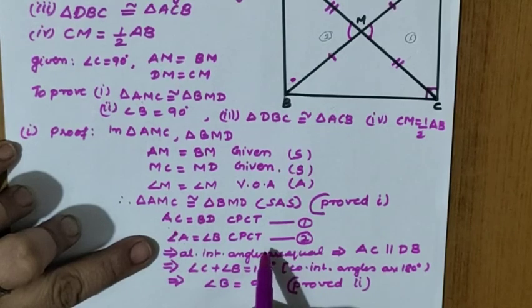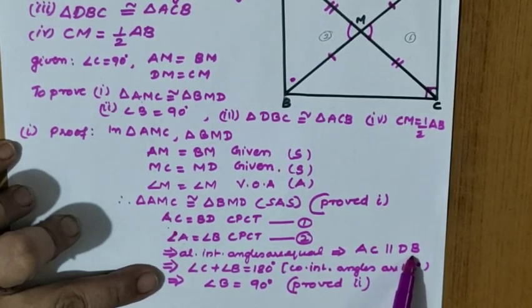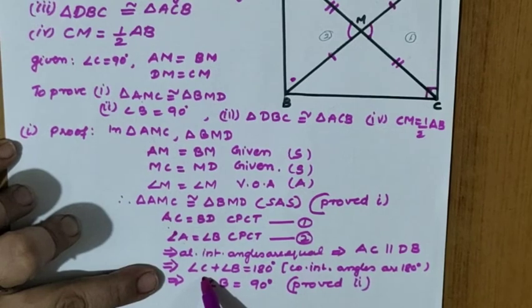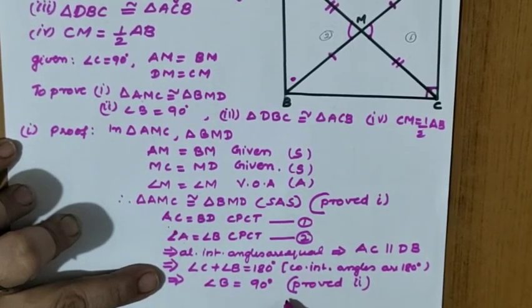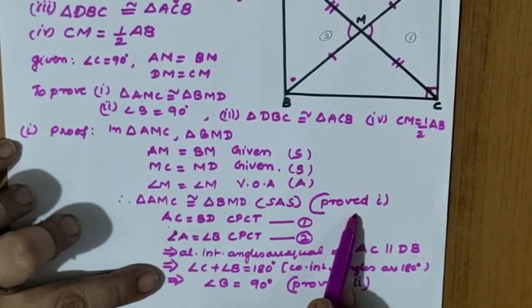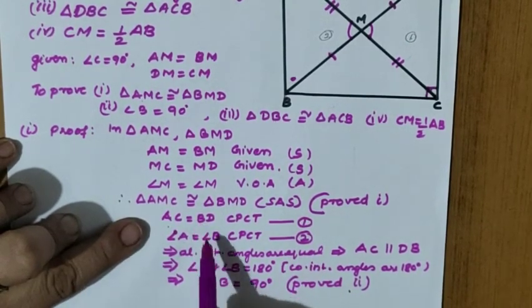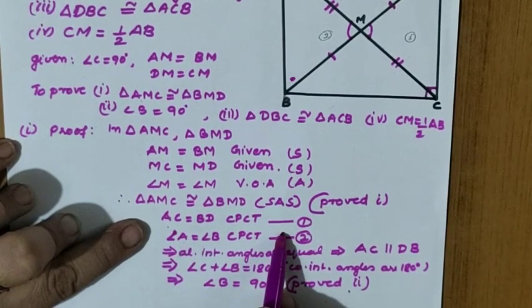Now what is the meaning of this one? Alternate interior angles are equal, therefore the given lines are parallel. So what is the property we can use? Co-interior angles are supplementary. In that, which are the co-interior angles? C and B. C is given as 90, so B equal to 90. So proved first part, that is SAS criteria. Here proved second part, sorry, angle B equal to 90. Now this result we have to use for the next proof. AC equal to BD as a CPCT we have proved here.